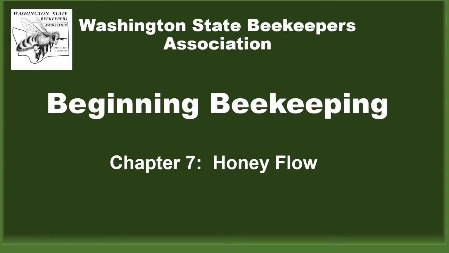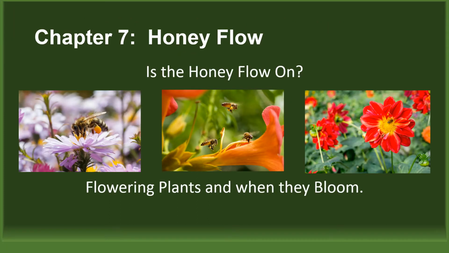Welcome to Chapter 7 of the Washington State Beekeepers Association Beginner Beekeeper Certification, where we will look at the honey flow. There are two sections in this chapter where we will answer two important questions that the beekeeper should be able to answer, and they are: when is the honey flow on? And what flowering plants are available for the bees, and when do they bloom?